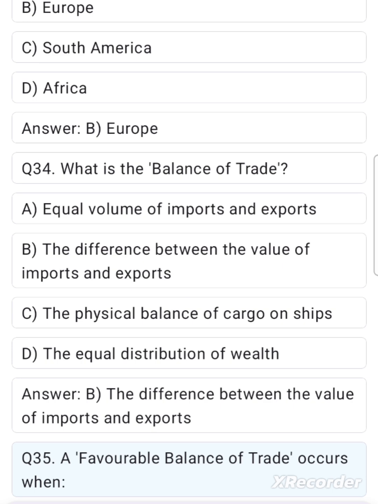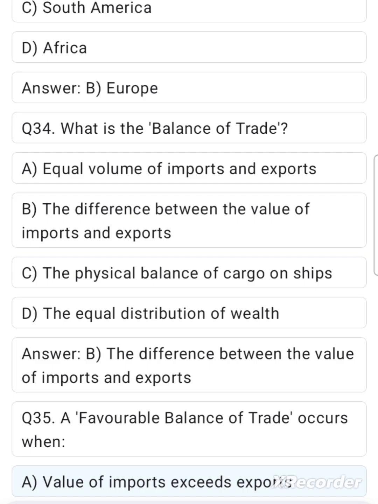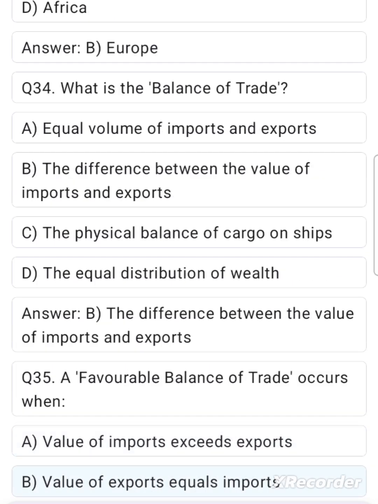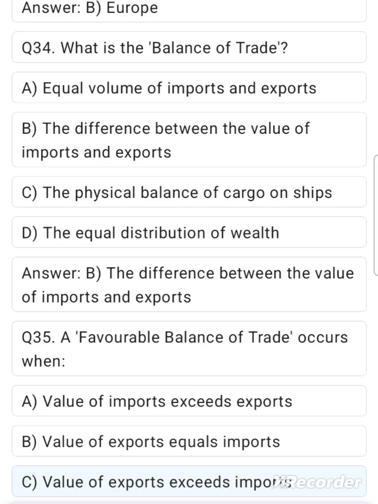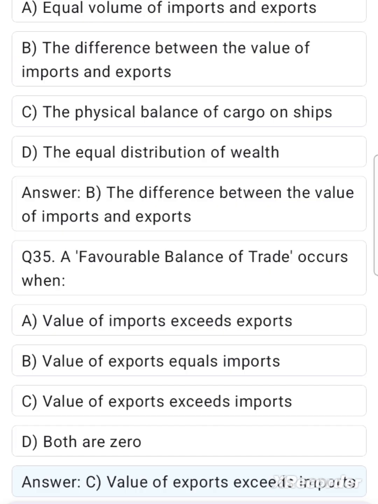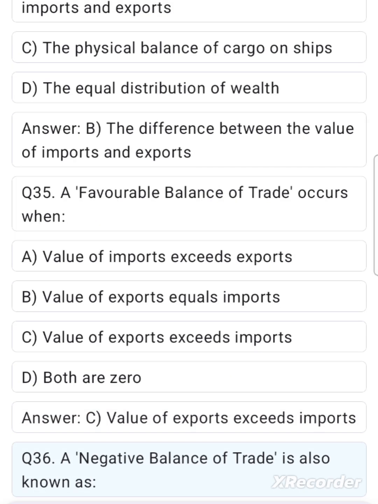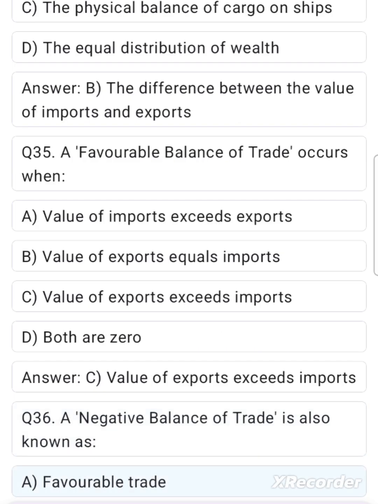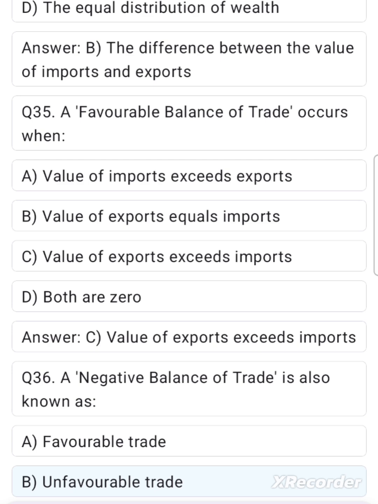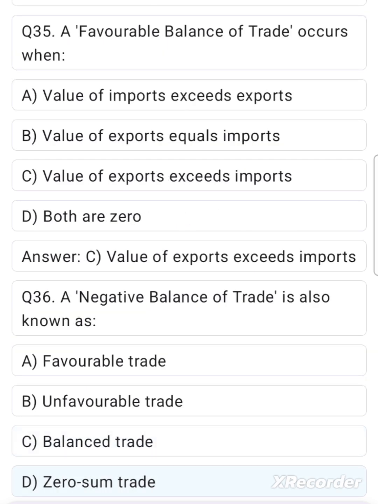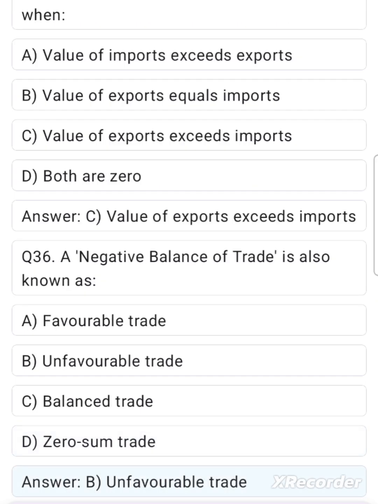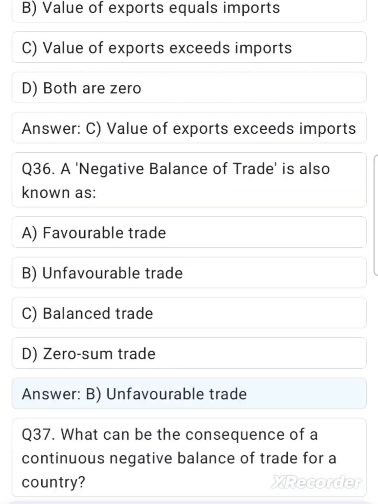Q35. A favorable balance of trade occurs when A. Value of imports exceeds exports. B. Value of exports equals imports. C. Value of exports exceeds imports. D. Both are zero. Answer. C. Value of exports exceeds imports. Q36. A negative balance of trade is also known as A. Favorable trade. B. Unfavorable trade. C. Balanced trade. D. Zero-sum trade. Answer. B. Unfavorable trade.